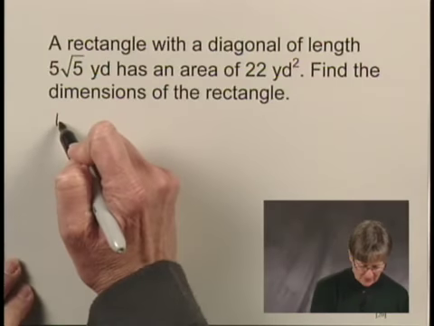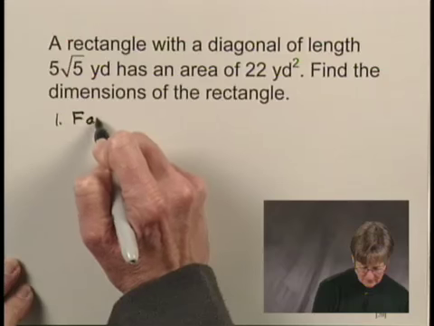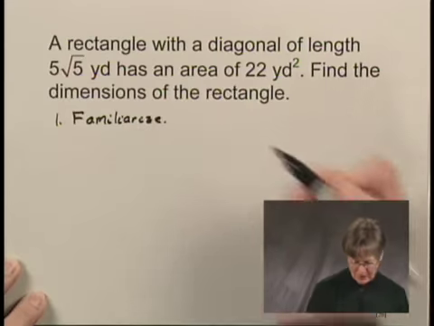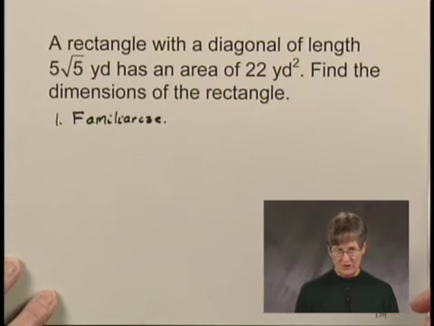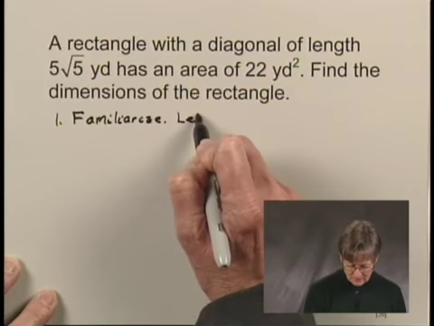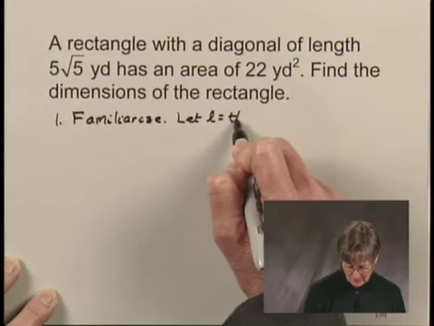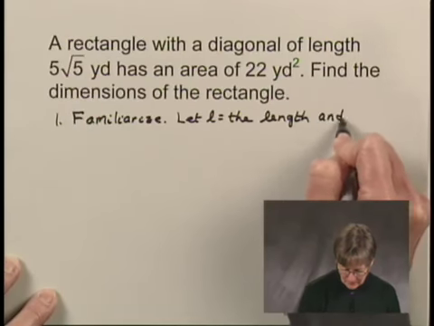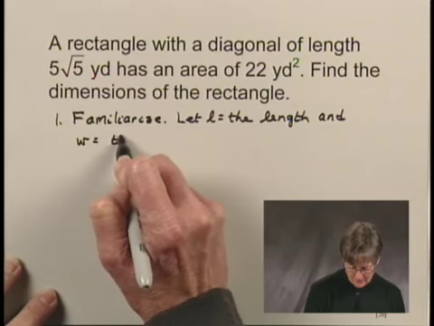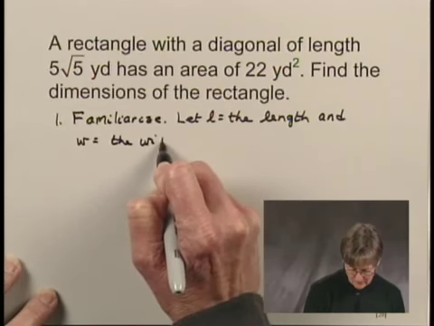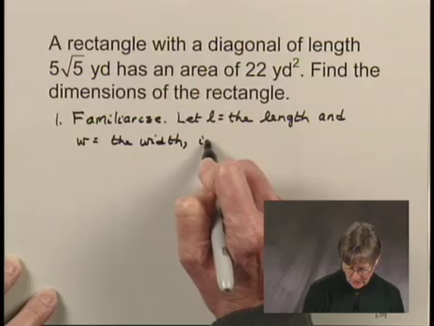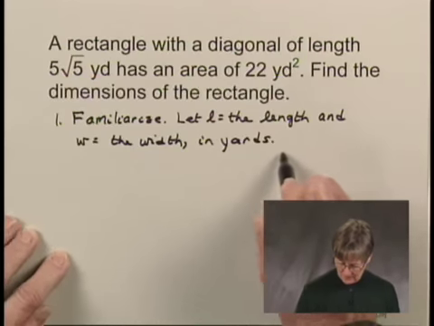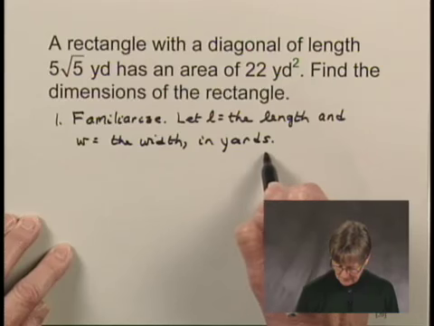Well, we'll familiarize ourselves with the problem first. Let's assign variable names to the dimensions, the length and the width. We'll let L equal the length, and let W equal the width. These are going to be in yards. Now let's make a little drawing of this rectangle.